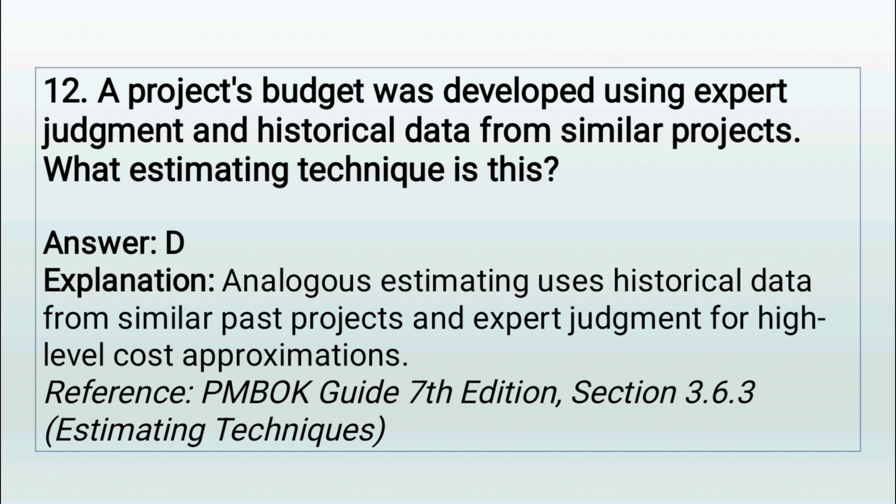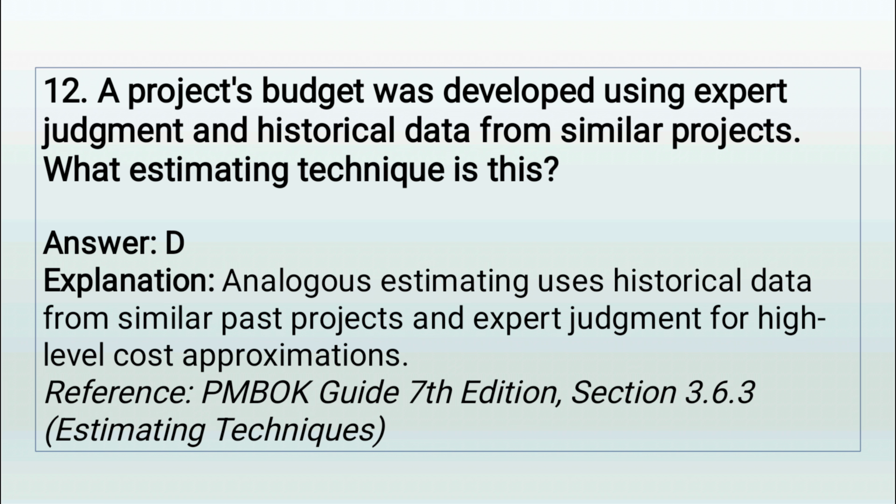The correct answer is D. Analogous estimating. Let's break this down. Analogous estimating is like saying, this looks a lot like that previous project, so let's use similar numbers. It's based on experience and historical information. It's faster, but also less accurate.